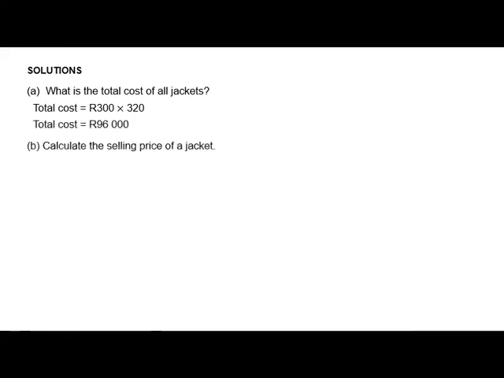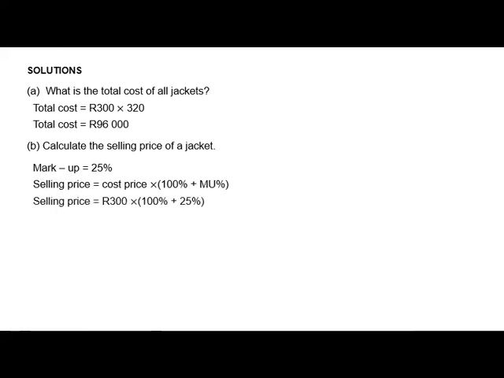Calculate the selling price of a jacket. One jacket is bought for 300. We need to put up a markup of 25%. So to determine the selling price, we will take the cost price times 100 plus the markup percentage, which is 300 times 125%, and that will give us 375.